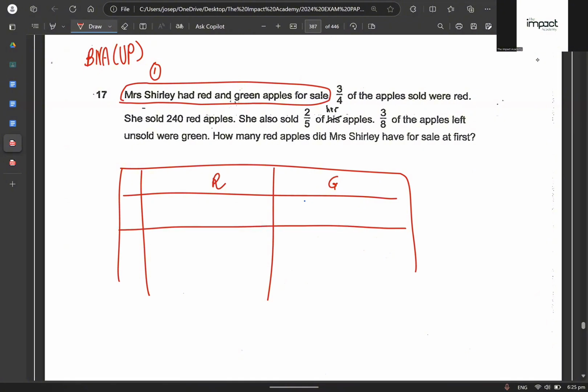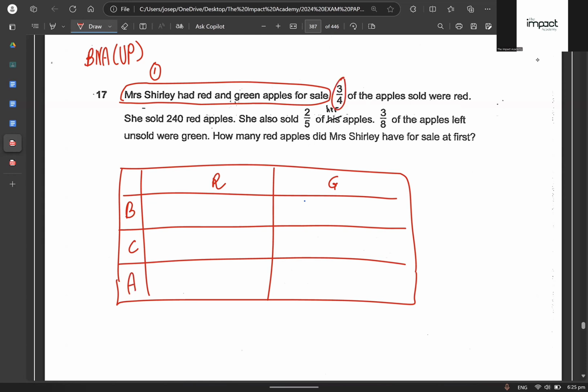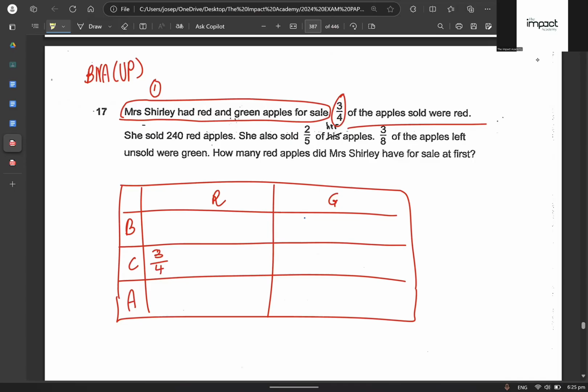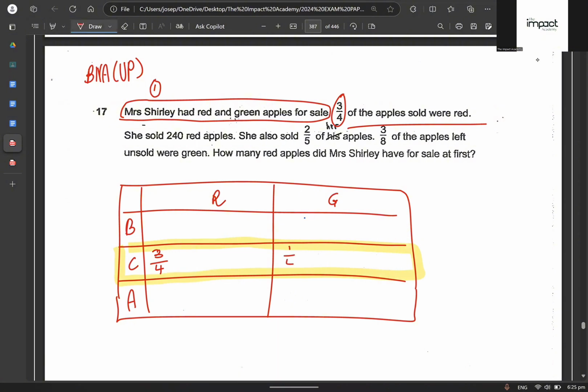Then what you want to do is say my before. But I don't know what my before is. One thing I know for sure is that 3/4 of the apples were red, so 3/4 is over here. That means they just want us to fix our eyes on this part over here. Do you understand what I'm saying? They say 3/4 of the apples were red. And she sold how many? 240. Exactly. So we can in fact say already that 3/4 is equal to 240.